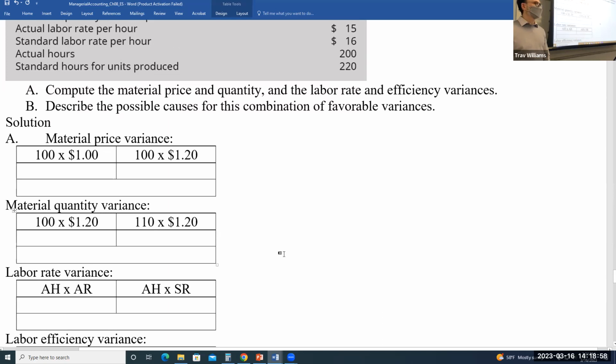Everybody with me so far? Okay, so now we can start doing our calculations. Actually, some of these we don't even need to calculate with the calculator. So this would be 100, this would be 120. Subtract, we get negative $20. And that would be $20 favorable.